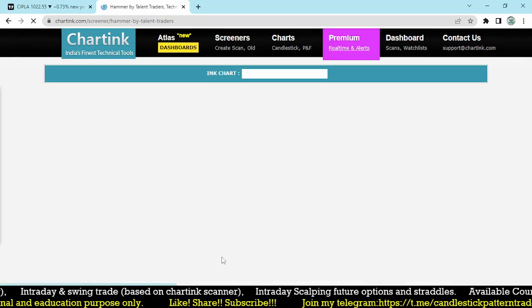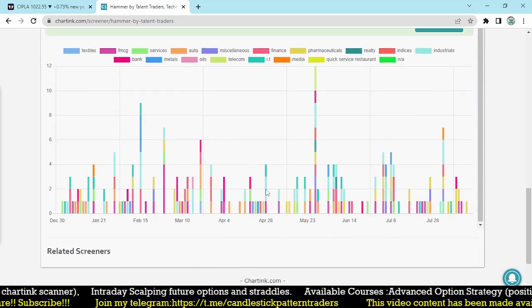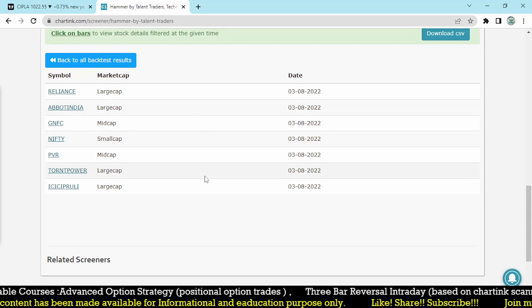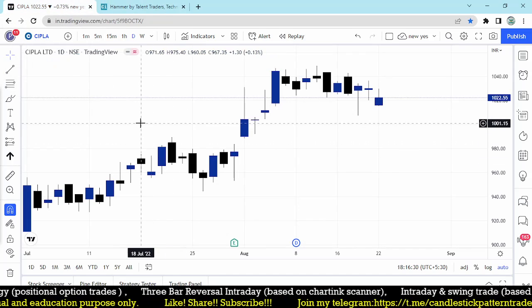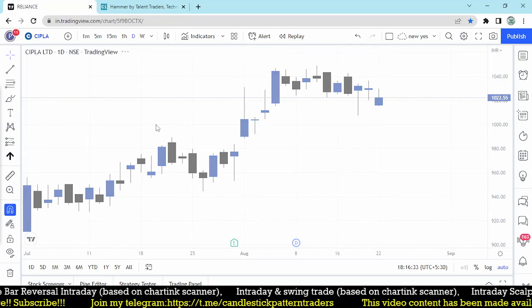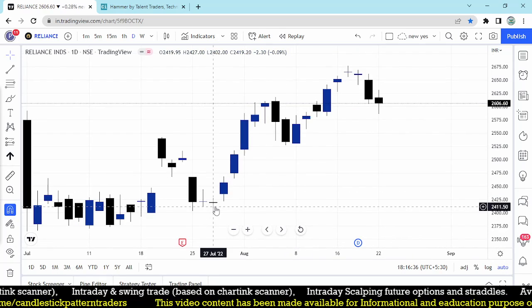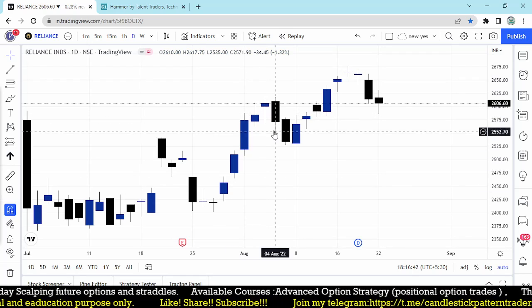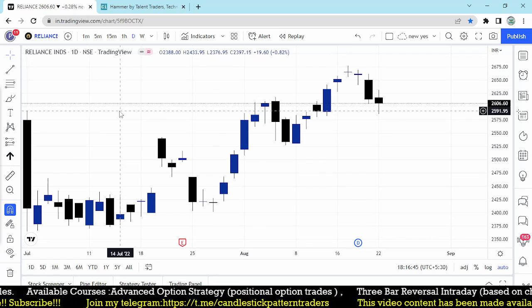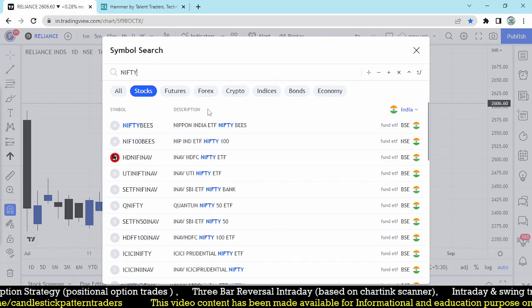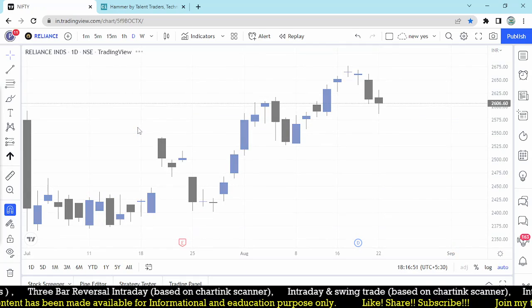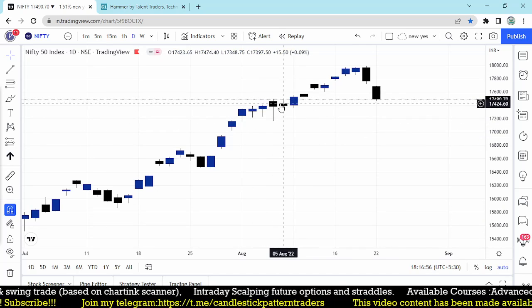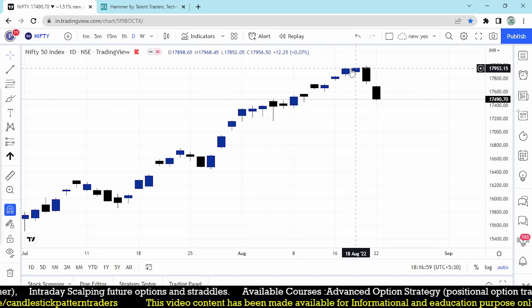We will go for the hammer by talent traders. Let me find out what the stocks are here. I think on the 3rd August we got a lot of stocks, even Nifty was present. Reliance on 3rd August, let me check Reliance. Okay, so it may be a stop loss trade. After that it went higher. And Nifty on that day, let's check it out. Yes, on 3rd August it would be this. It immediately triggers, and afterwards it moves very big.